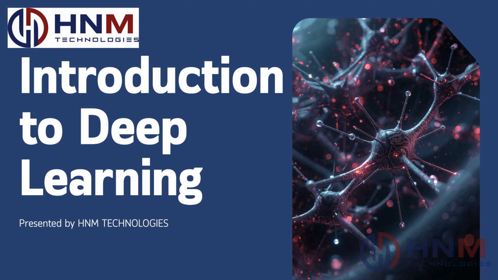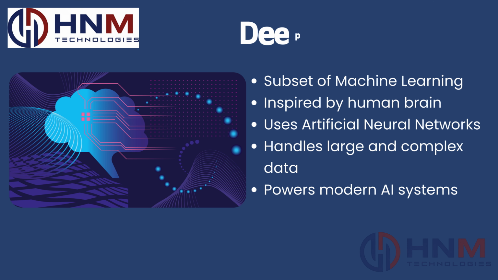Deep learning is an advanced subset of machine learning that focuses on neural networks with multiple layers. It is inspired by how the human brain processes information. Traditional machine learning requires manual feature engineering, but deep learning automatically learns features from raw data. Deep learning is responsible for major breakthroughs in AI, including image recognition, speech recognition, and language translation. For example, facial recognition systems and voice assistants are powered by deep learning models.